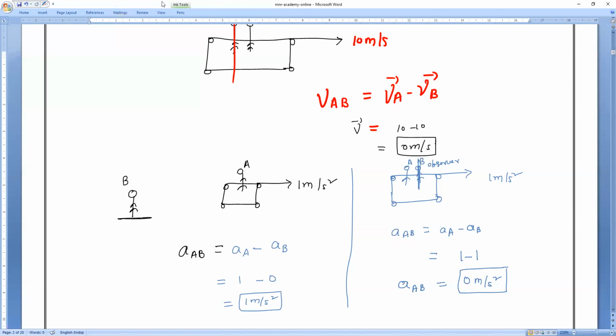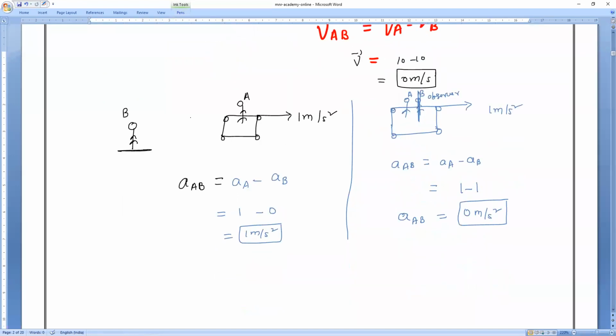Understand? Now, if you notice, let me take an example. First, let me discuss this case. B starts observing at time t equals 0, then t equals 1, t equals 2, t equals 3 seconds, and so on. Is the acceleration of A with respect to B going to change or not? Not going to change.